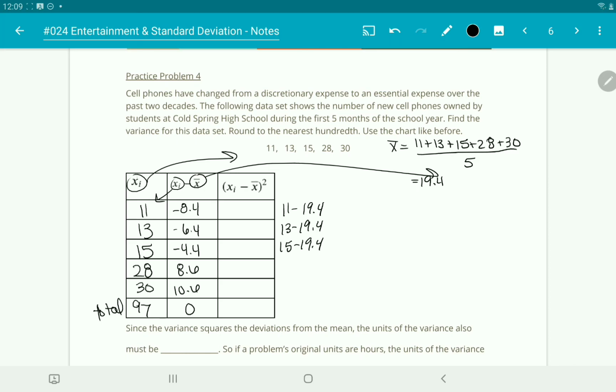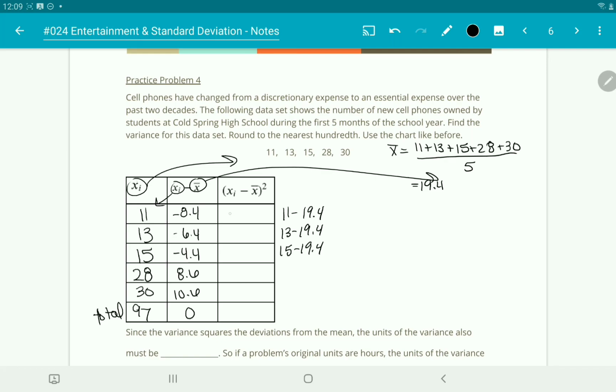So because, again, we don't want to just take the absolute value, we're going to square each number. Negative 8.4 squared is 70.56. Negative 6.4 squared is 40.96. Negative 4.4 squared is 19.36. We have 73.96 for 8.6 squared. And if we square 10.6, it's 112.36. You can type those in a calculator. Then if we add them all together, we get 317.20.